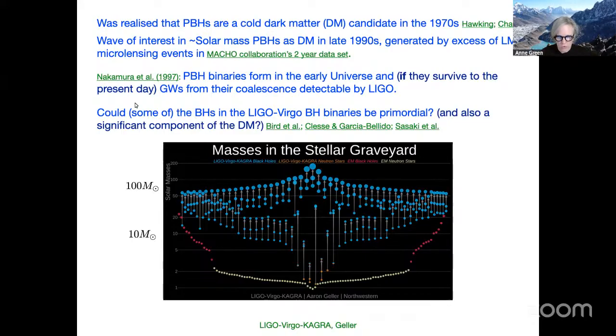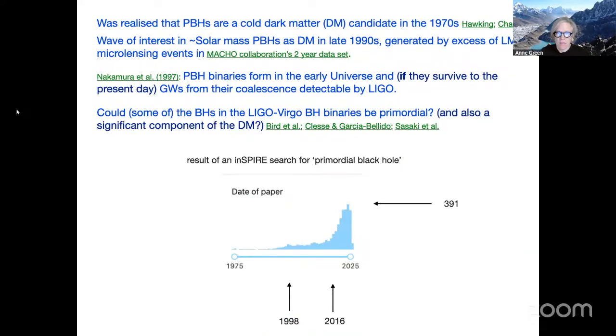And hence there were a couple of papers which came out soon after the announcement arguing: could some or all of those black holes be primordial and also a significant component of the dark matter? And this, if you look on Inspire at the number of papers that have been published on primordial black holes, has generated a huge rise, which is maybe just about beginning to plateau off now.